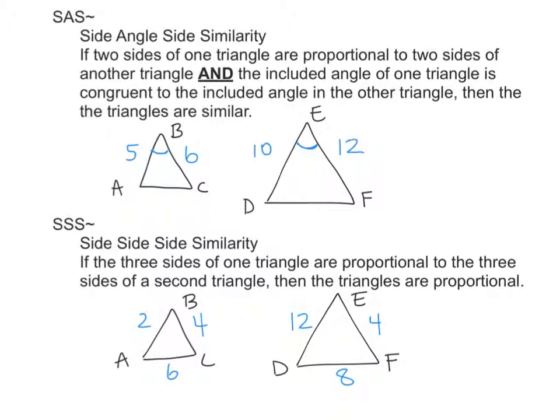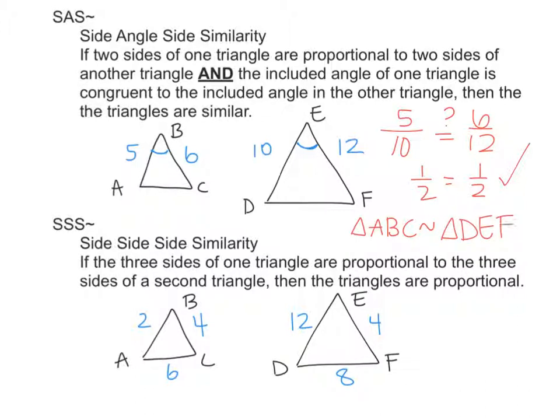So if I have these two diagrams right here, I can say, okay, I know that angle B is congruent to angle E, and so let's check the proportions of the other two sides. So 5 over 10, is that equal to 6 over 12? Well, yeah, a half is equal to a half. So these two triangles are similar. So you would write that as triangle ABC is similar to triangle DEF, and if this was a proof, you would write side angle side similarity. So you need that similarity symbol at the end.